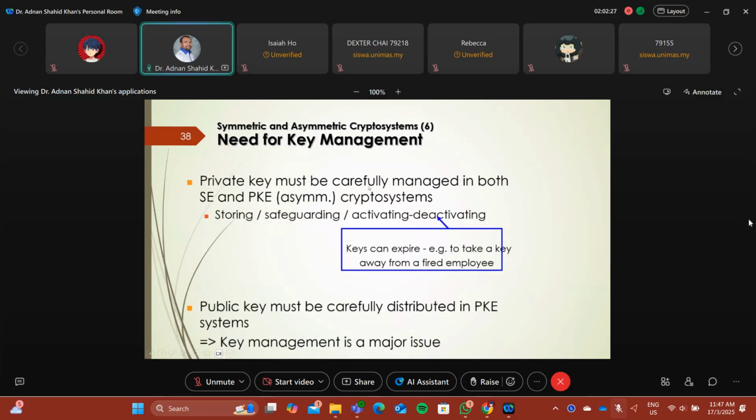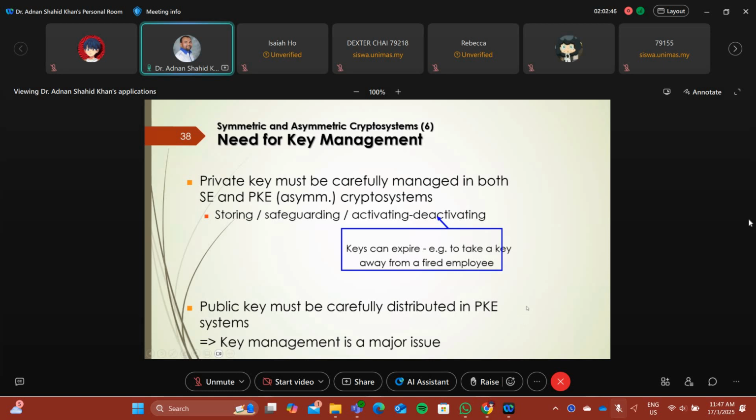The private key must be carefully managed in both symmetric and asymmetric crypto systems: storing, safeguarding, activating, deactivating. Keys can expire, to take a key away from the file. The public key must be carefully distributed.